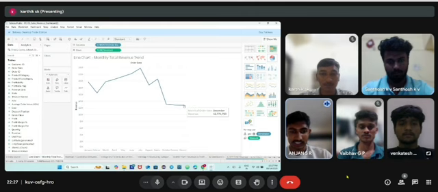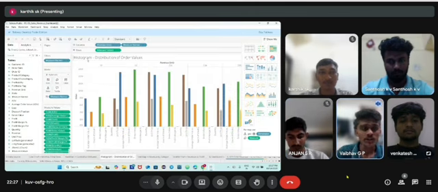Now, the next graph is explained by Vaibhav. Now moving on to the histogram of our project.